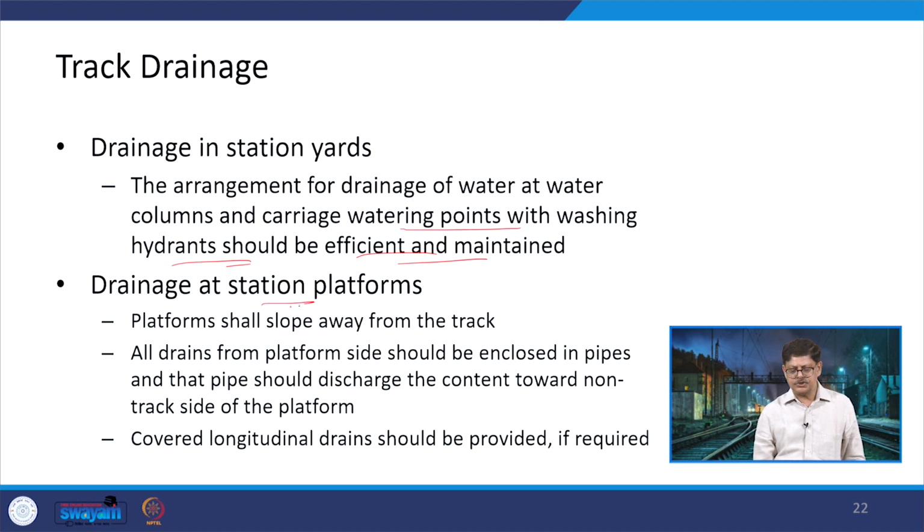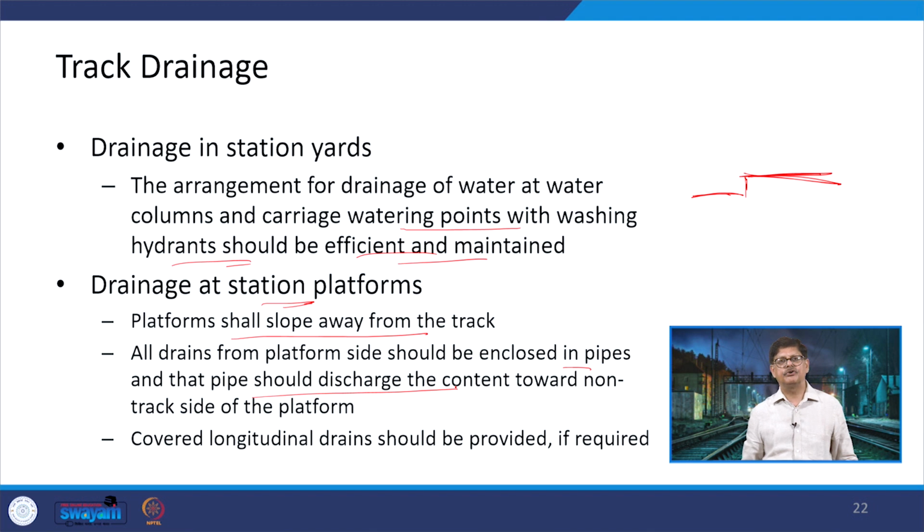In the case of station platforms, platforms shall slope away from the track. So, if the track is at this level and a platform is provided, it should have a slope in this way. All drains from the platform side should be enclosed in pipes, and the pipe should discharge the content towards the non-track side. So, if there is a track here, whatever pipes are provided will be draining outside on this particular area.